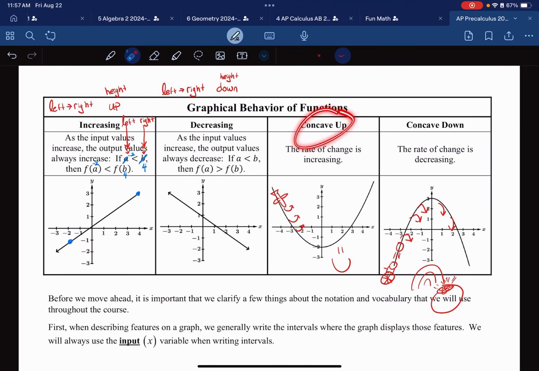Watch this. Where is this function concave up? Well, it's concave up between here and here. It's between +3 and +3 also. We do not refer to y variables to talk about where these events happen. We talk about x variables.